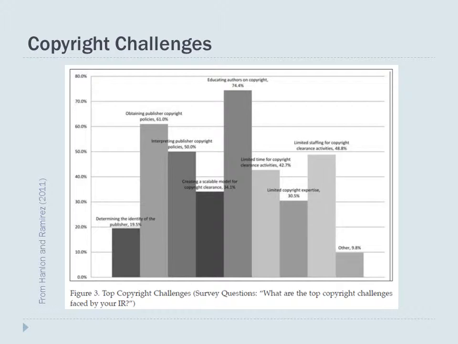One of the greatest challenges, cited by 74% of survey respondents, was educating authors about copyright. The next highest challenge, at 61%, was obtaining copyright policies from publishers who are often very slow to respond, or publishers might not have information stated within their policies as to how to address repositories. Often agreements need to be renegotiated before materials can be deposited into an institutional repository.